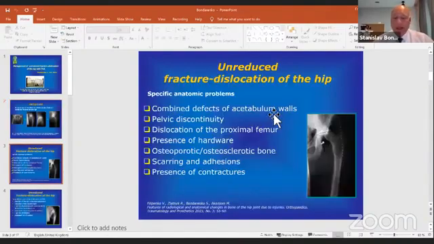Total hip arthroplasty at unreduced fracture dislocation of the hip is technically challenging due to the presence of deformities and bone defects after previous surgeries, osteoporotic and osteosclerotic bone, presence of pelvic discontinuity, scar tissue, heterotopic ossification, significant degeneration, and retraction of periacetabular muscles. In addition, the presence of hardware, which should be removed, also complicates total hip arthroplasty.